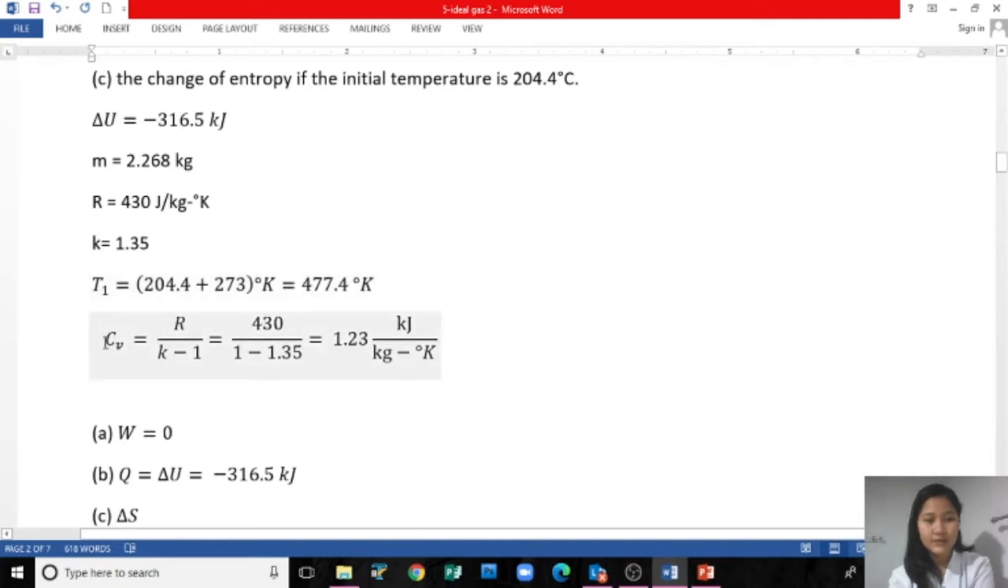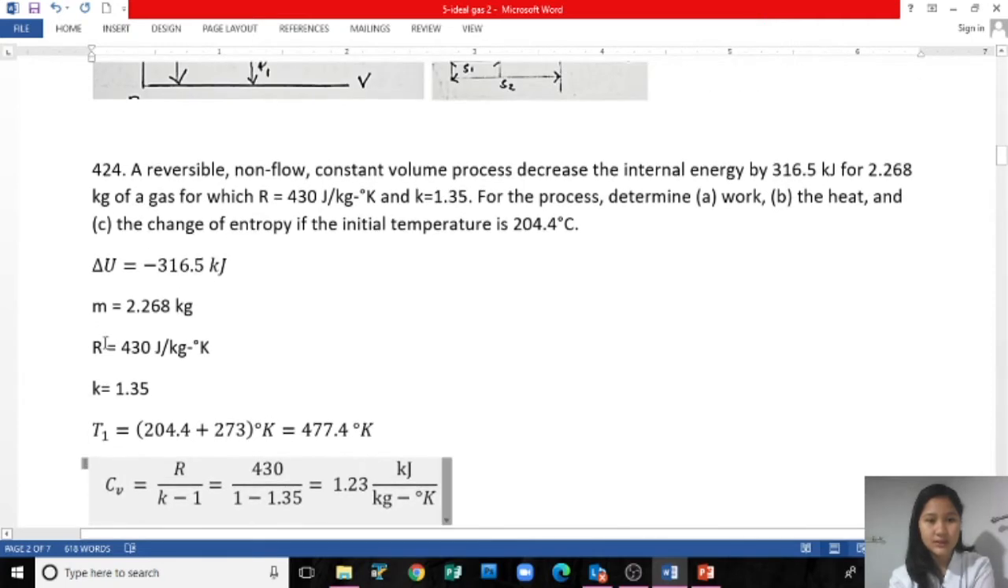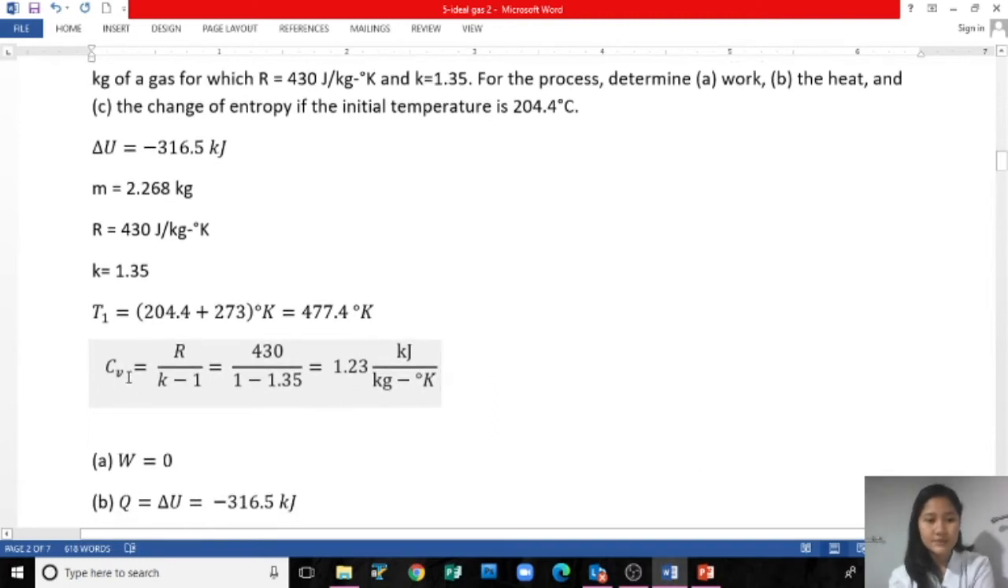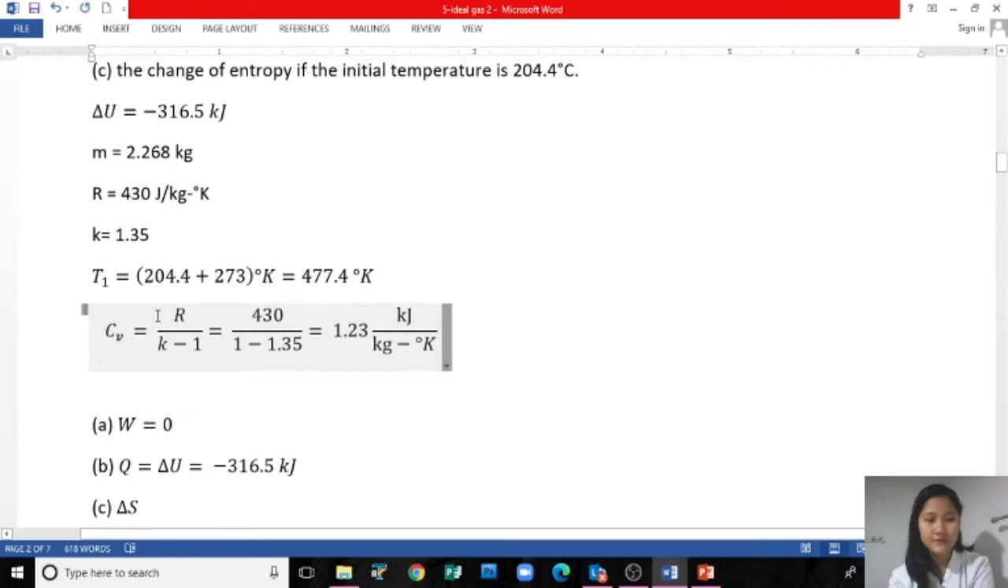Now for the CV, or the specific heat, since it is not stated here what kind of gas was used, we have to manually calculate the specific heat. So the formula for the specific heat is R, or the specific gas constant, divided by the constant k minus 1. So substituting all the given to the equation, specific heat therefore is equal to 1.23 kilojoules per kilogram degree Kelvin.